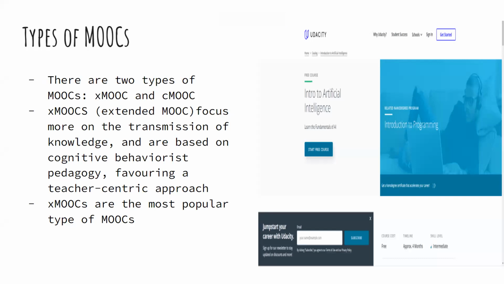So the X MOOC stands for extended MOOCs, okay, focus on the transmission of knowledge and are based on cognitive behaviorist pedagogy, and is based on a teacher-centric approach. Okay, so it's basically a course replicating the regular face-to-face classes that you can have in the university, right?